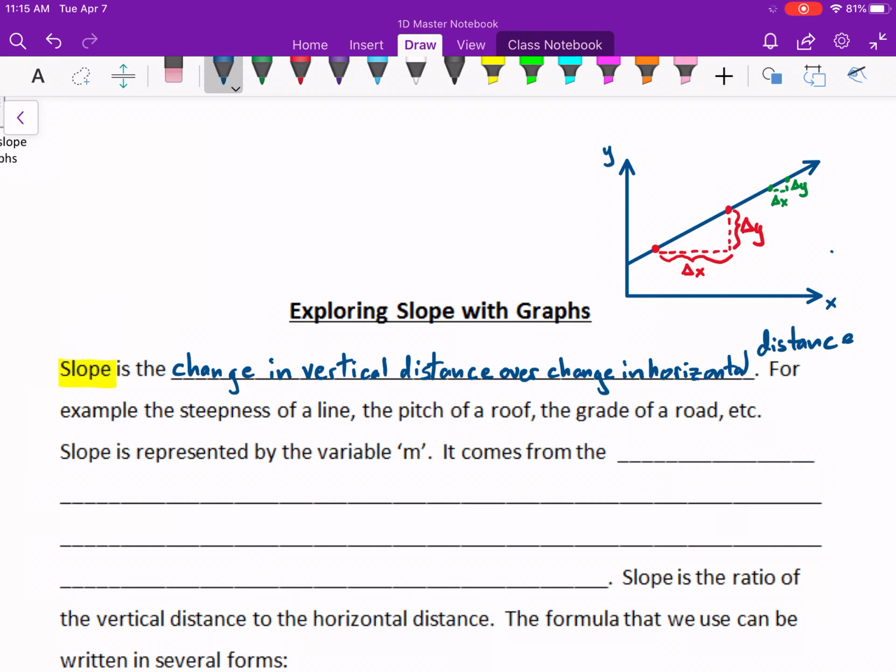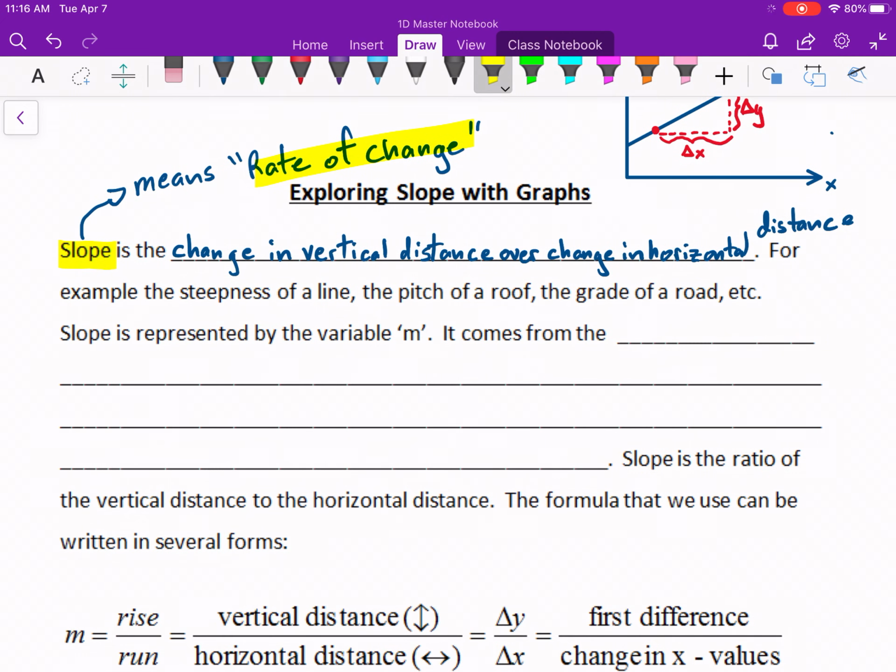So slope is just another way of talking about rate of change. How much is one variable changing compared to another? But when we're talking about graphs, we definitely talk about slope most of the time. So here's some examples: steepness of a line, pitch of a roof, the grade of a road. Those are all things that we can talk about, the steepness of, the slope of them.